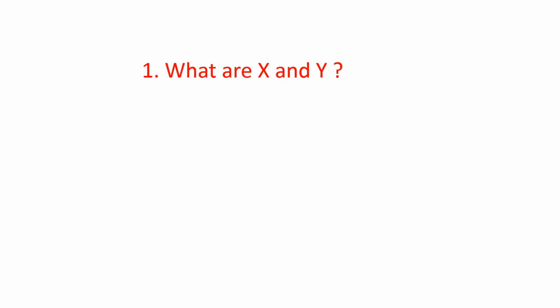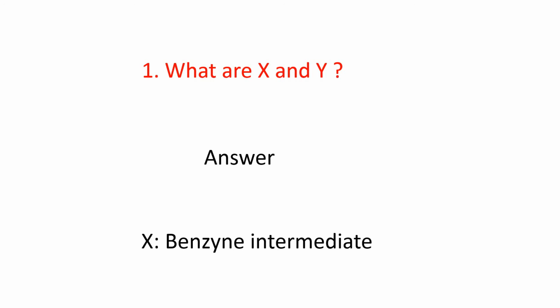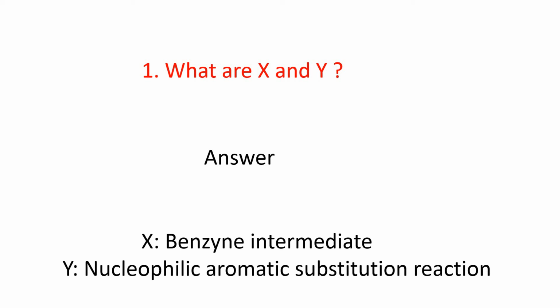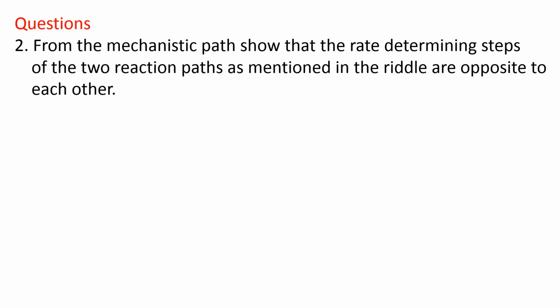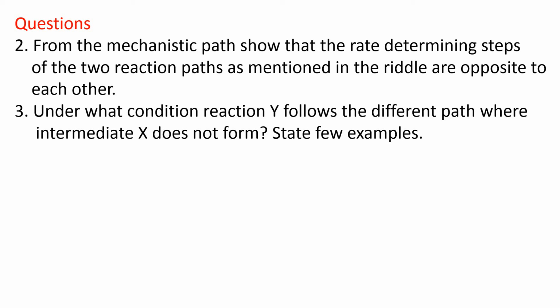The primary question, or first question, is: what are X and Y? The answer is X, benzyne intermediate, and Y, nucleophilic aromatic substitution reaction. Now the other questions. Second question: from the mechanistic path, show that the rate determining steps of the two reaction paths mentioned in the riddle are opposite to each other. Third question: under what condition does reaction Y follow the different path where intermediate X does not form? State few examples.